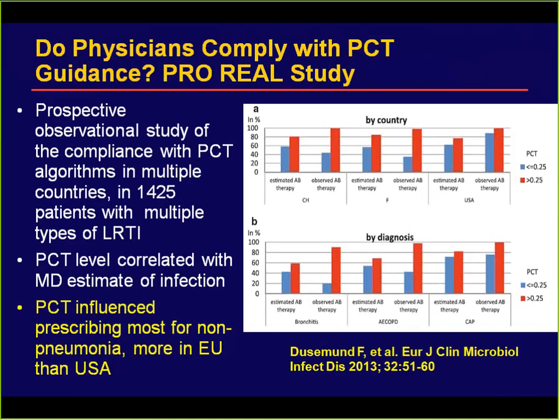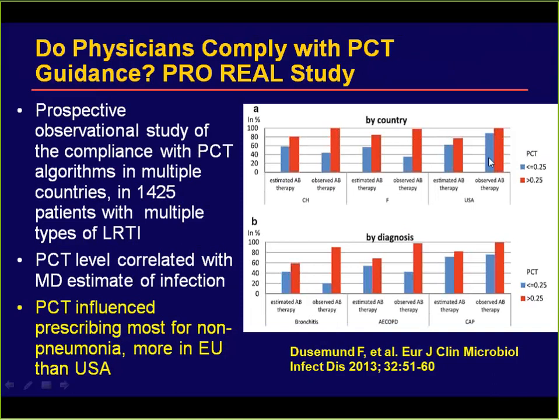Now, this is the ProReal study that I mentioned earlier. This was a study of what doctors really do with procalcitonin. It was a prospective observational study of compliance with the procalcitonin algorithm in 1,400 patients. And it's a complicated design here. What they did is they looked at a couple of different countries and a couple of different diagnoses. And what I'd like you to focus on is the light blue bars here.